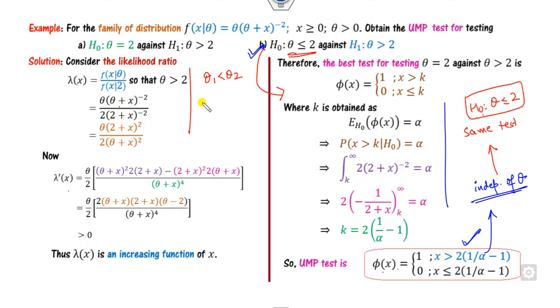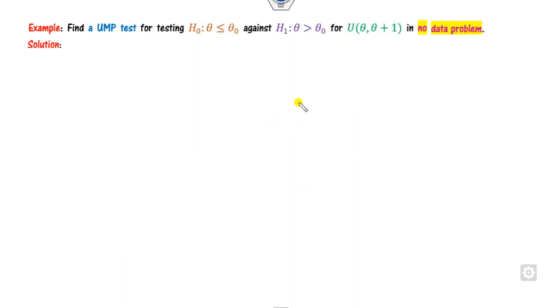Instead of this, you can write this as theta 2 and here as theta 1, and then try to solve. But this is a simple remark for you: whenever the test statistic is independent of the unknown parameter theta, it means the same test holds for the other test statistics as well. Okay, look at this one.